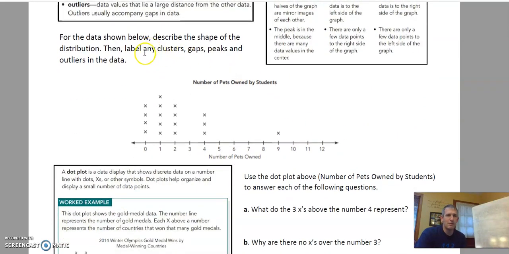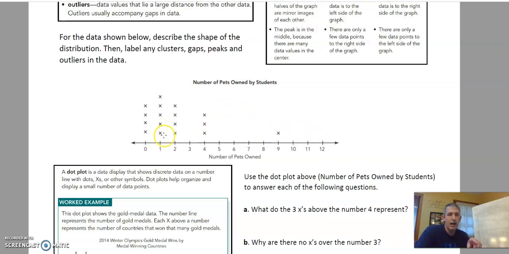Describe the shape of the distribution, then label any clusters, gaps, and outliers. Okay, so let's take a look at this graph. All right, I see most of the information lying over here. So what are these points doing to it? Are they pulling it to the left? Or are they pulling it to the right? Okay, I would say it is skewed right because most of it's right here. Okay, there's a few over here pulling it to the right just a little bit.